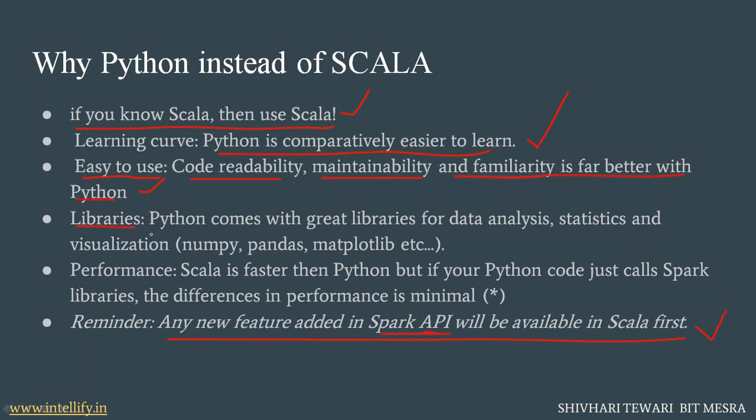Now if we talk about libraries, Python comes with great libraries for data analysis and statistics. Also, it has very enriched libraries for data visualization like NumPy, Pandas, Matplotlib, Plotly. There are many more libraries in Python that are not available in Scala. Now, if we talk about performance, Scala is faster than Python. But if your Python code just calls Spark libraries, the difference in performance will be minimal. That means the difference will be so small that we can neglect it and we can use Python instead of Scala.